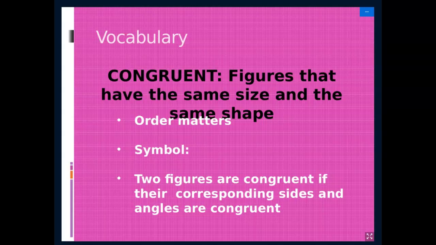Congruent figures are figures that have the same size and the same shape. In congruent figures, the order matters. The symbol for congruent is the equal sign with the tilde on top.